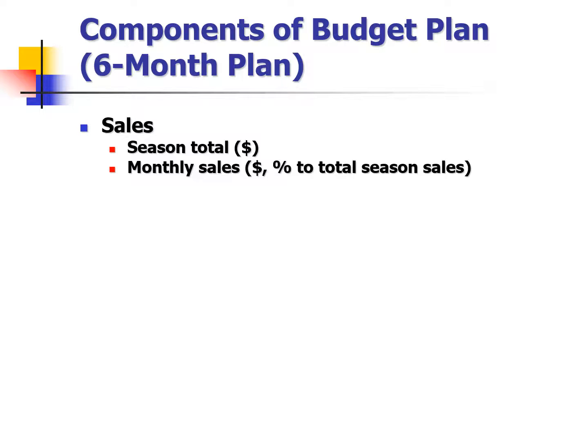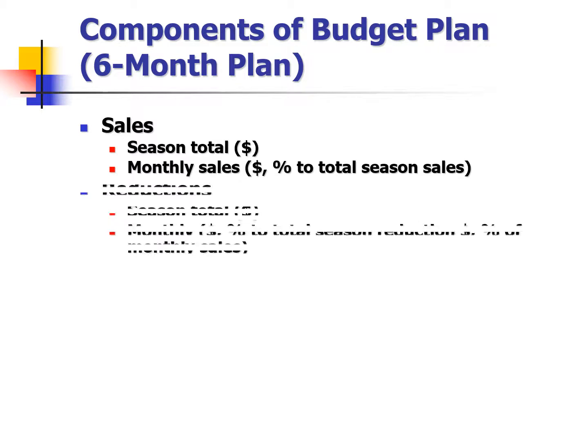For monthly sales, we're going to first have the dollar plan as well as the percent to total seasonal sales. So, out of the seasonal total sales, how many percent of the seasonal total sales will actually occur in each month. That kind of information has to be planned through the 6-month planning.